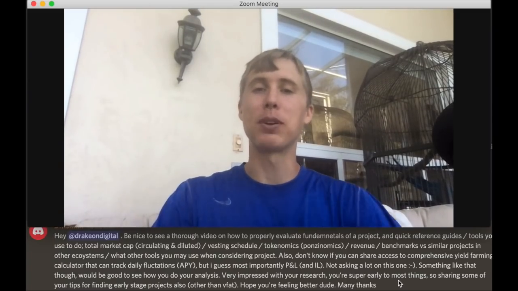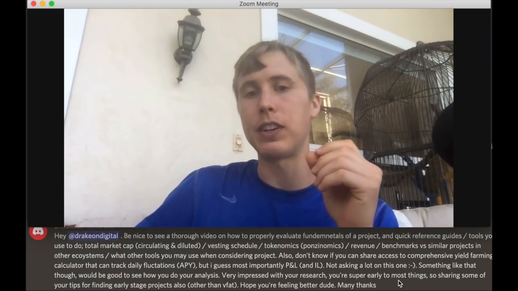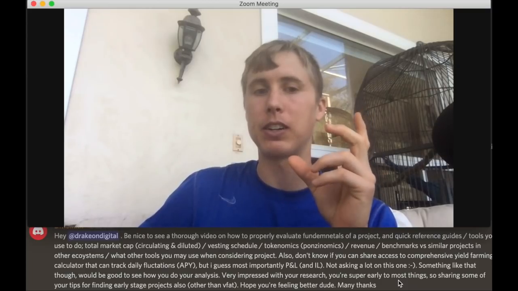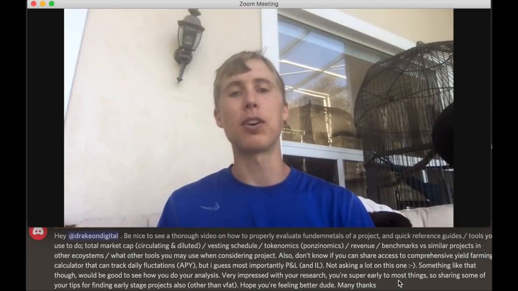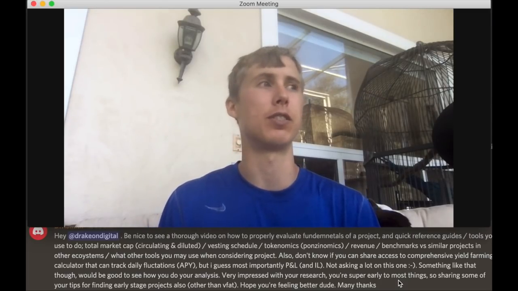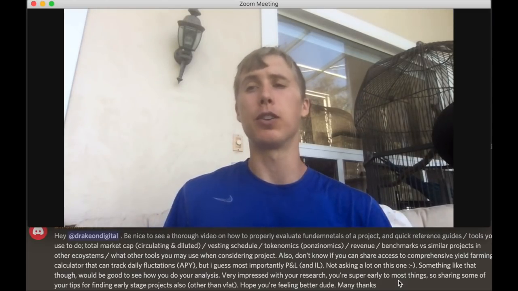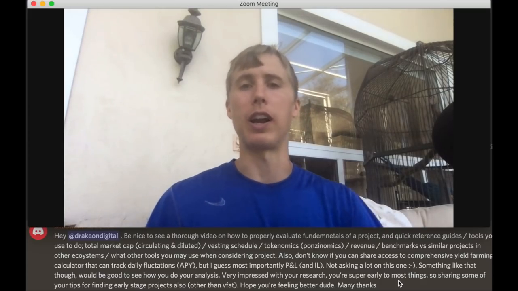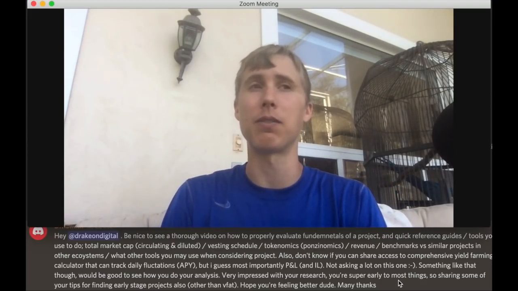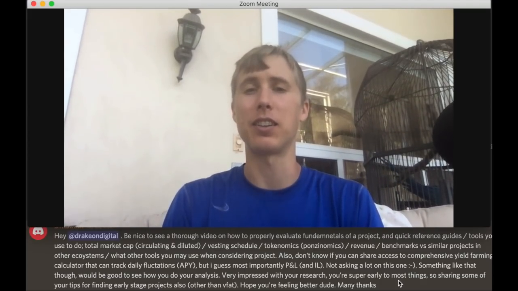All right, so we're going to jump into the first question: how to evaluate the fundamentals on a project. What are the very first things you want to look for in a protocol? Well, the first thing is innovation. You want to look for a protocol that's actually doing something and not just another piece of junk.